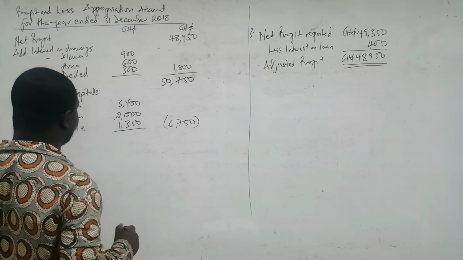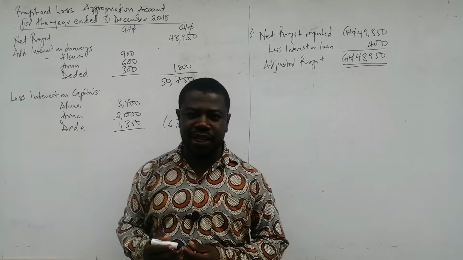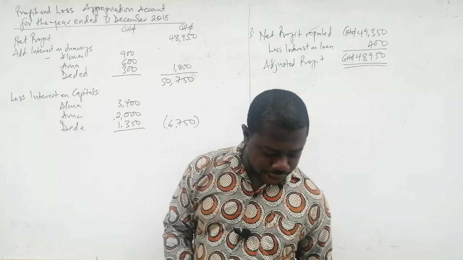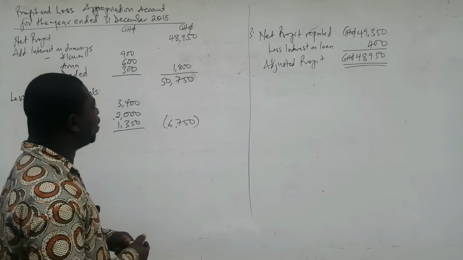6,750. Let me put that in bracket to show that we are taking it off. And then we will ask whether there is any partner's salary. Now, according to the question, Ama is administrative manager and is entitled to a salary of 8,000 Ghana cedis per annum.